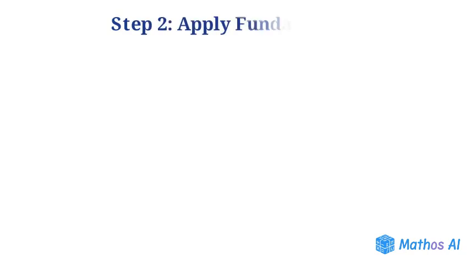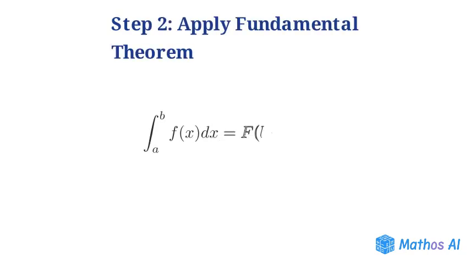Next, we apply the Fundamental Theorem of Calculus. This theorem is our shortcut for finding the area under the curve. It tells us to evaluate our antiderivative at the upper limit, which is 3, and subtract its value at the lower limit, which is 0.